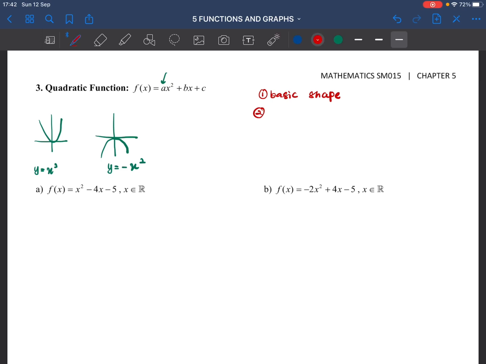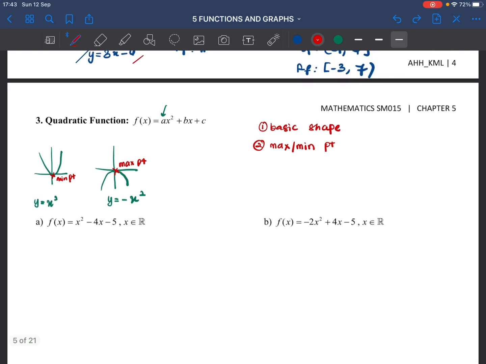So the second one is you have to find the maximum and minimum point of your graph. Okay, so kalau dia senyum, you have to find the minimum point. Kalau dia sedih, you have to find your maximum point. So this we call the minimum point, this we call the maximum point. So how to find the minimum and maximum point? We are going to use completing the square. Nanti bila kita buat completing the square, your function will look something like this. We have plus minus a x minus h square plus minus k.